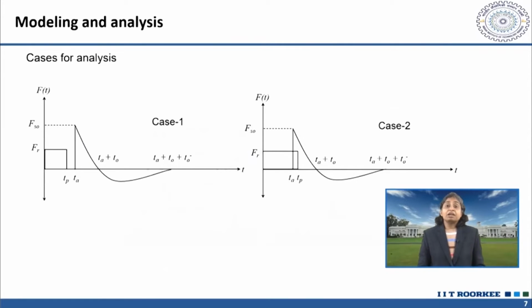Now, based upon the arrival time of this blast loading, we defined 4 cases for the analysis, which I am going to show you now in this slide. There are 2 cases. You can see that in case 1, the rectangular pulse loading is getting over at the time Tp, and after that only the blast, which is represented by the exponential distribution, is reaching the foundation.